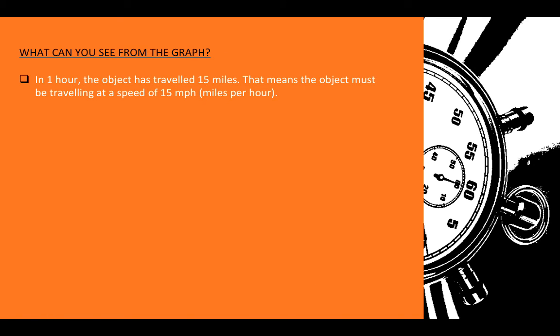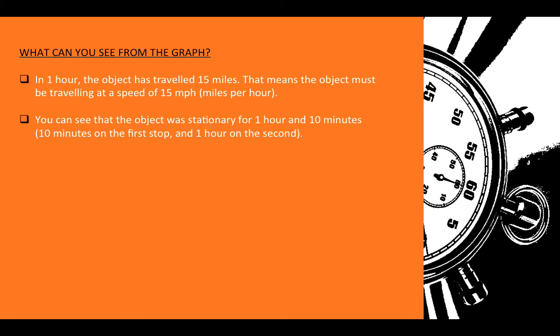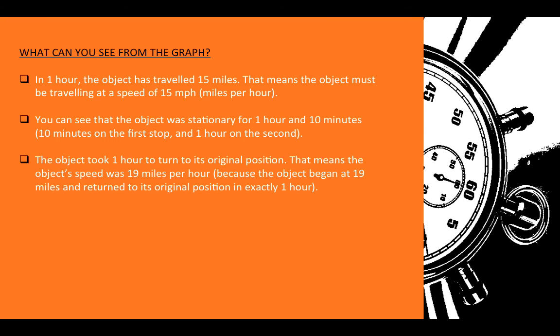In 1 hour the object has travelled 15 miles, so that means the object must be travelling at a speed of 15 miles per hour. You can see that the object was stationary for 1 hour and 10 minutes, so 10 minutes on the first stop and an hour on the second. The object took 1 hour to return to its original position, so that means that the object's speed was 19 miles per hour because the object began at 19 miles and returned to its original position in exactly 1 hour.